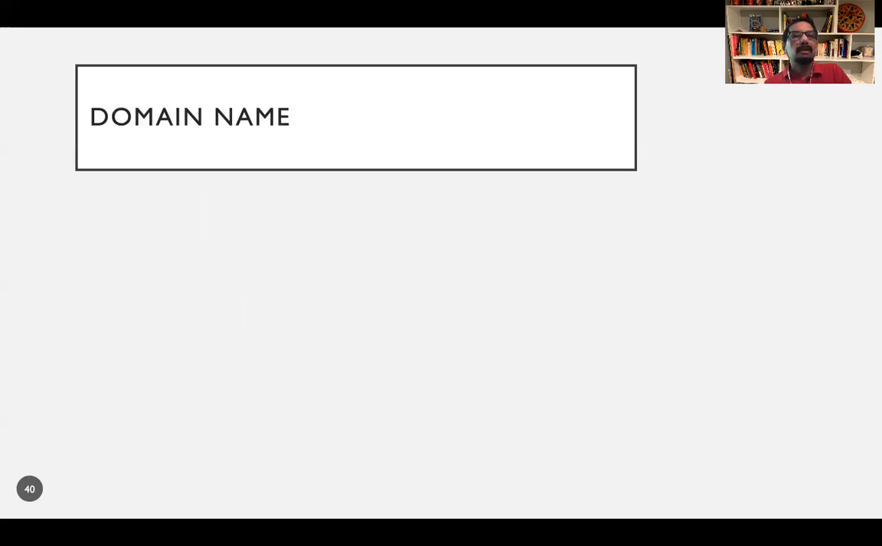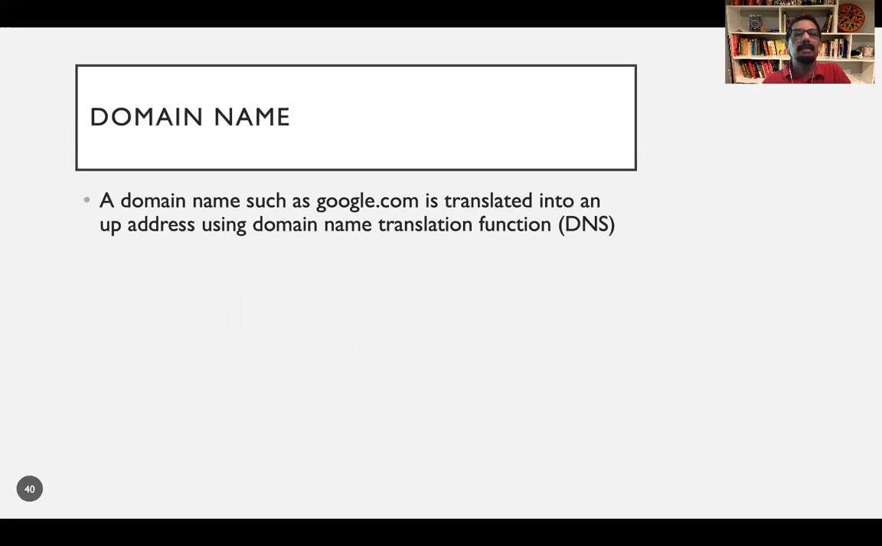The last thing I want to talk about is the domain name. Domain name is very, very important. What is a domain name? A domain name is something like google.com, right? So how is that related to the IP address I talked about? It is done using something called the Domain Name System, DNS. It's a translation function, almost like a table of information. And so Google can be mapped to the IP address I showed.